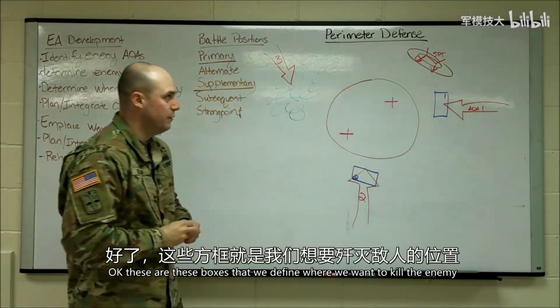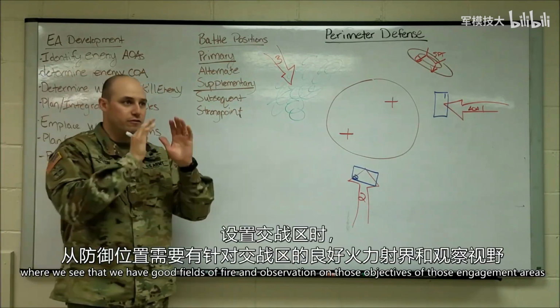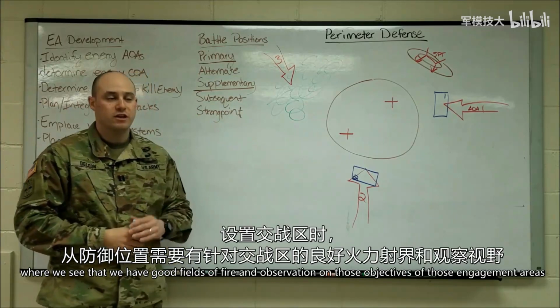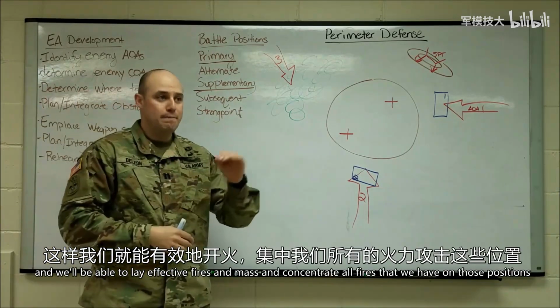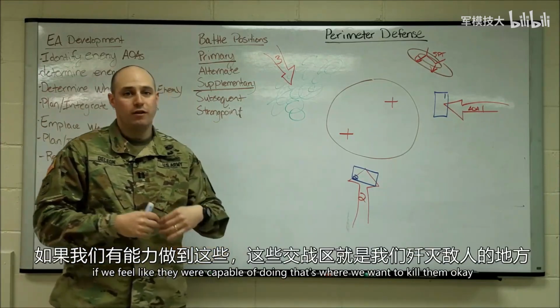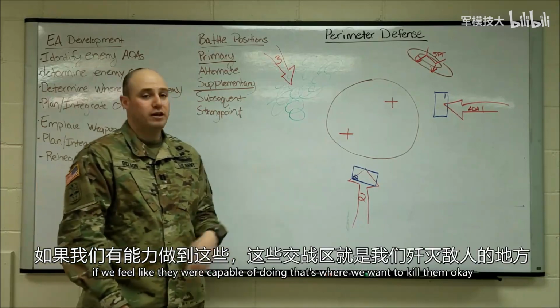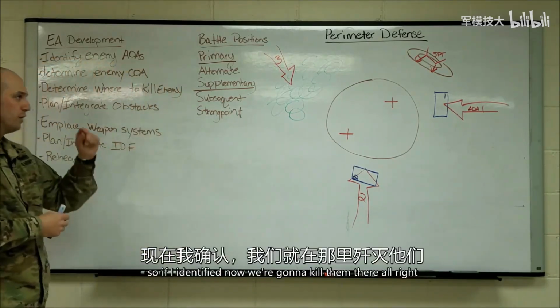Okay, these are the boxes that define where we want to kill the enemy, where we see that we have good fields of fire and observation on those engagement areas, and we'll be able to lay effective fires and mass and concentrate all the fires that we have on those positions. If we feel like we're capable of doing that, that's where we want to kill them. Okay, so we've identified now, we're going to kill them there.